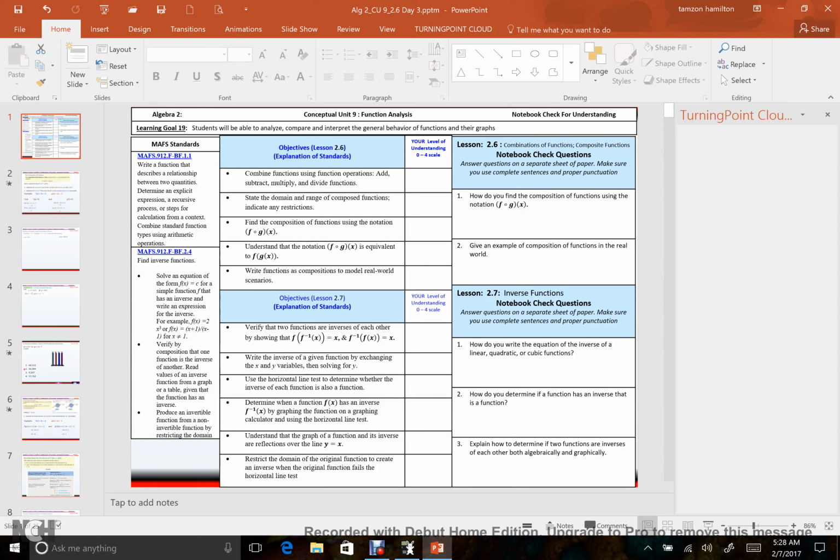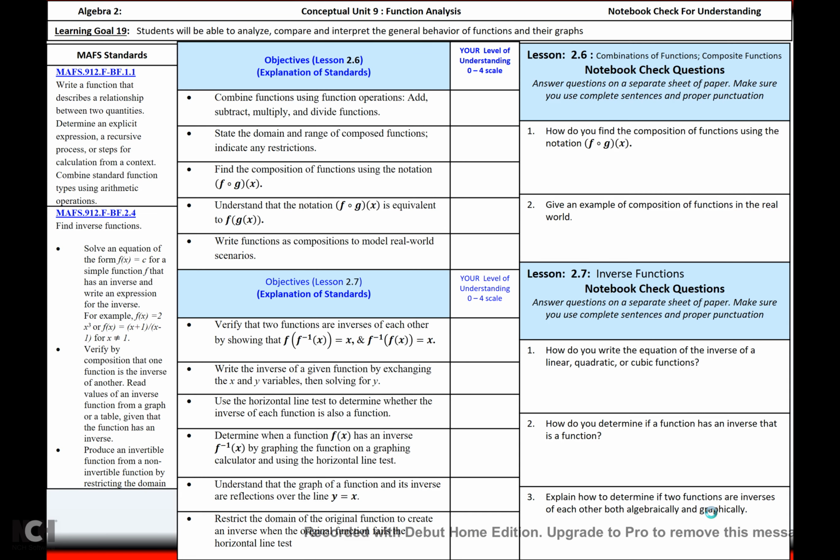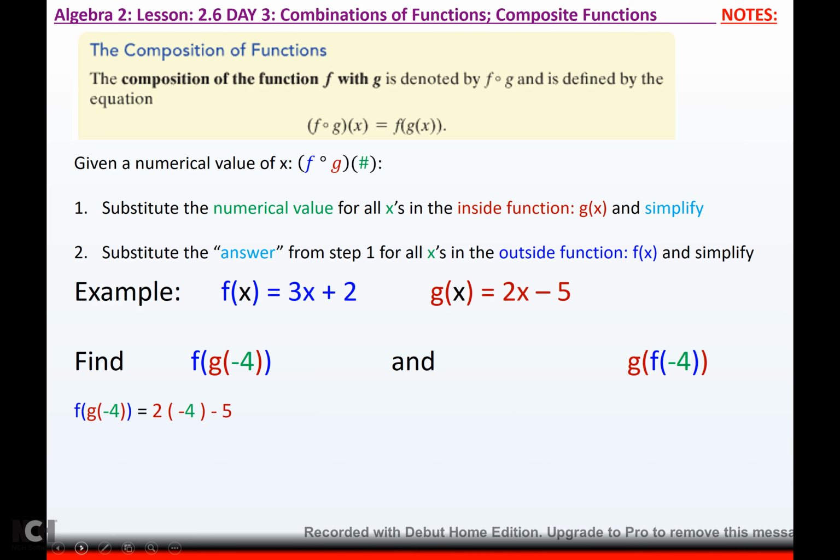Alright, today we are going to continue talking about combinations of functions and composing functions, which we're actually going to get to today. So, the composition of functions. The composition of the function f with g is denoted by f of g, and it is defined by the equation f of g of x equals f of g of x.